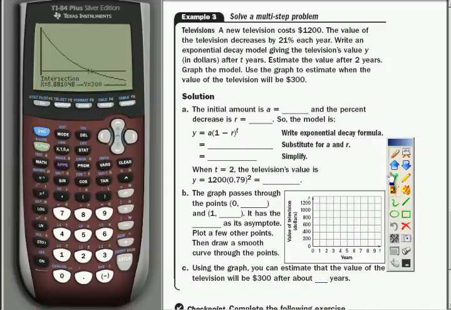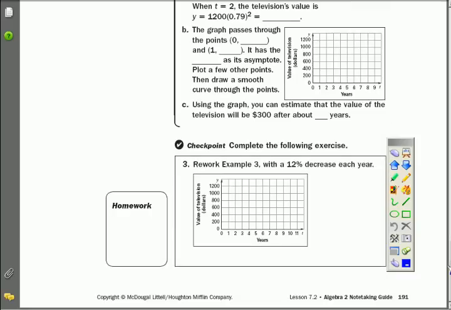Okay? You guys go ahead and do that final checkpoint number 3, and we'll talk about that tomorrow. Let me give you the answer on that real quick. It's going to be about 11 years. So if you got 11 years, then you got the right idea when it only decreases by 12%. So hopefully you got 11. We'll talk tomorrow. Thanks, folks.